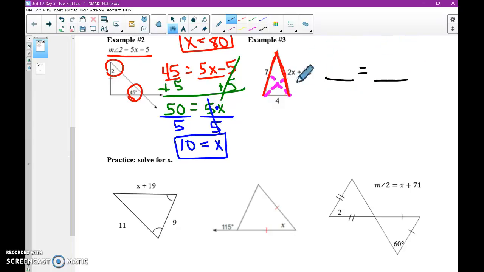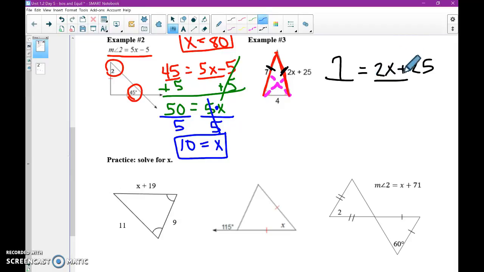I have to use this one. Okay, I got to use the thing that's got x in it. But is that equal to another side? Yes, it is. This one is congruent to the 7. So that's 7, and that's 2x plus 25. Notice there is no 4 anywhere in my problem because it's not a part of the math. Okay, do not just throw in numbers just to make it work.